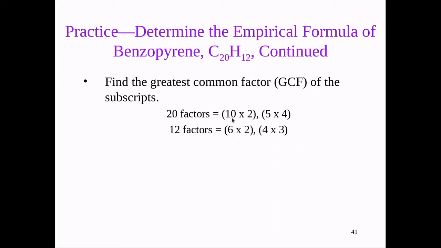Now we need to look at these numbers: 10, 2, 5, and 4, and 6, 2, 4, and 3. We need to find the ones that are common to the two. They don't both have a 10 anywhere. They don't both have a 5 anywhere. There's not a 6 up here, and there's not a 3 up here. But there's a 2 here and a 2 here, and there's a 4 here and a 4 here. That brings us to the first word here, greatest. Because 4 is larger than 2, our greatest common factor between the two is going to be 4.